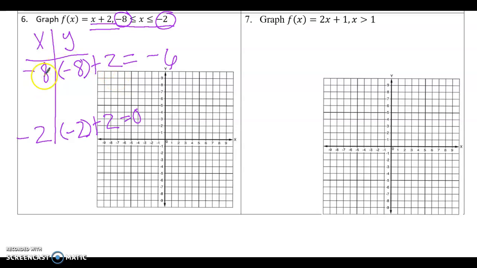So let's go ahead and graph these. (-8, -6) goes right here. And then I know that it's a closed dot because it's less than or equal to. It has this line right here. And then this is also a closed dot because it has a line right there. So (-2, 0), like that. And then let's go ahead and connect these dots. Lovely. Okay. And that's it.